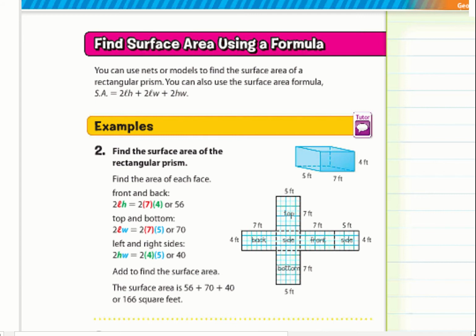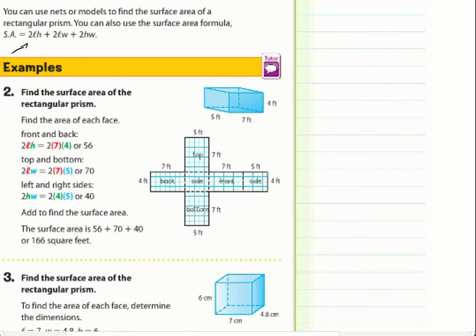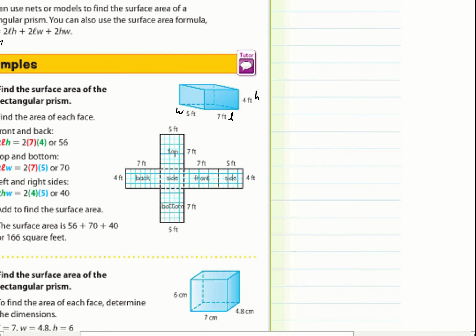So the other way is finding the formula. And that's if you want to use the formula. This is a long formula to remember. So that's why I'm not a huge fan of using the formula. So I'm going to show you a couple different ways. So this is going to be height, length, and width. So the first one is going to be 2 times length times width. So it's 2 times 7 times the height, 4, plus 2LW. So it's going to be plus 2 times 7 times 5, plus 2HW, plus 2 times H is 4 times 5.